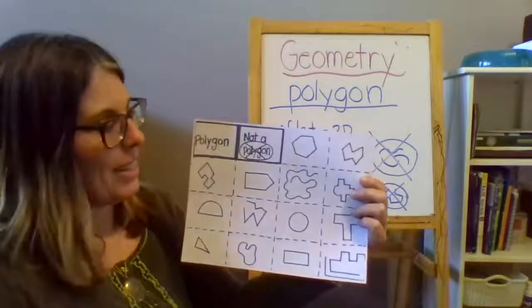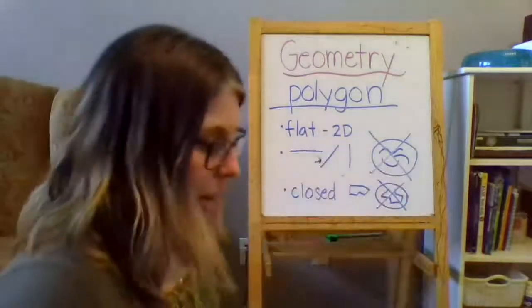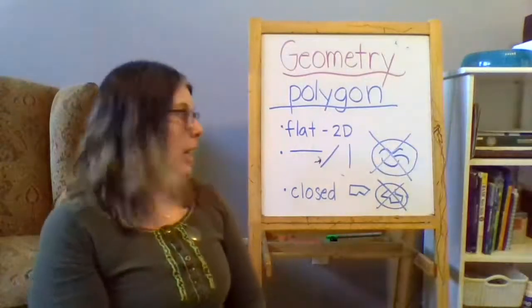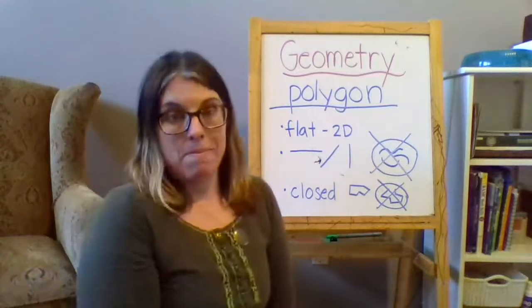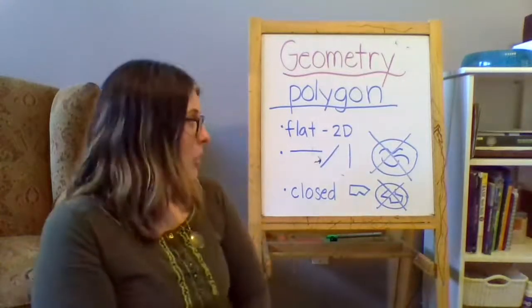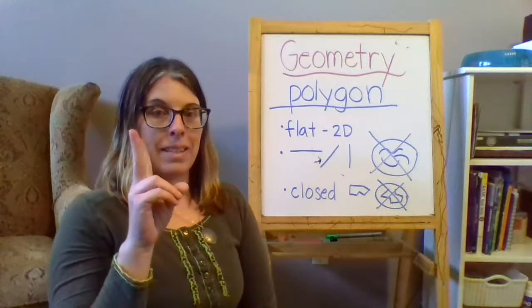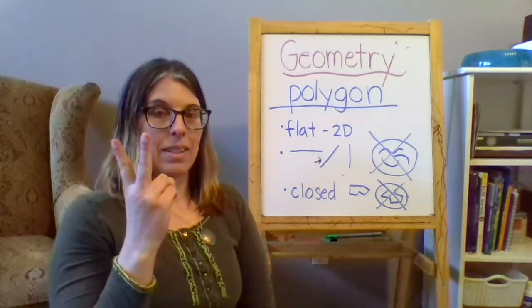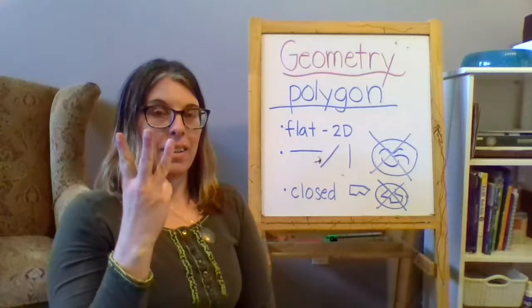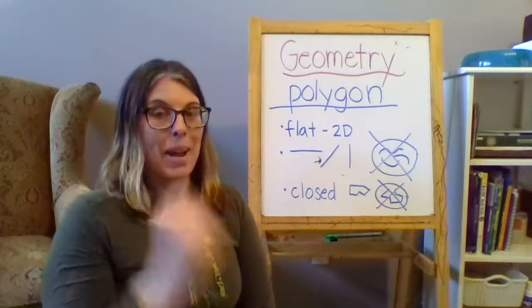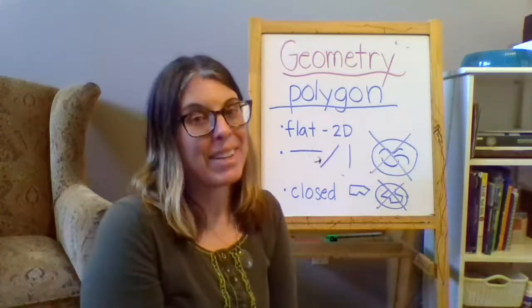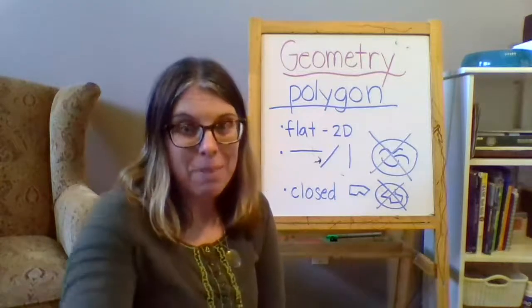Okay? So tell me, before we say goodbye, what are the three rules? What are the three rules that make a shape a polygon? Okay, I think you're ready to give this a try. Have fun, mathematicians.